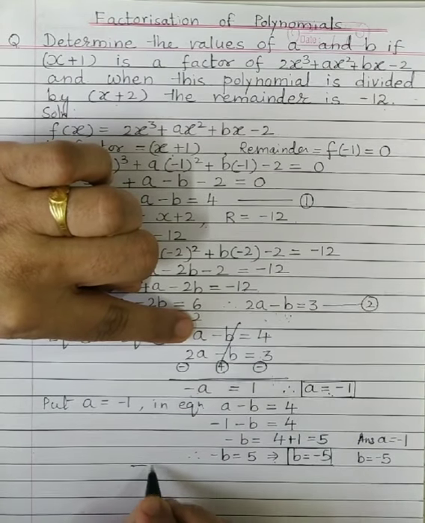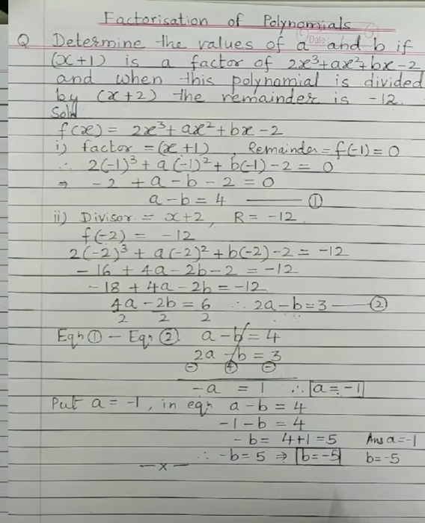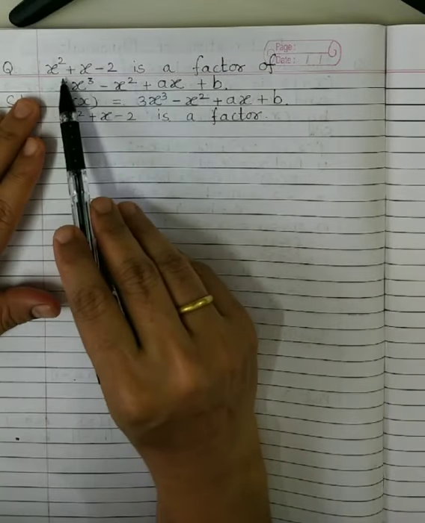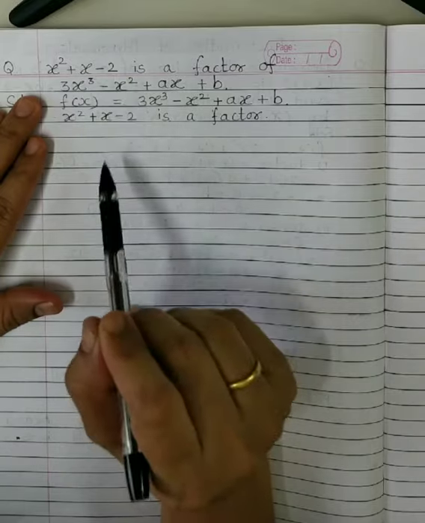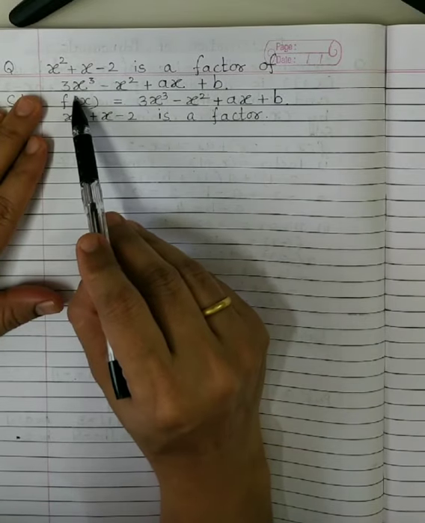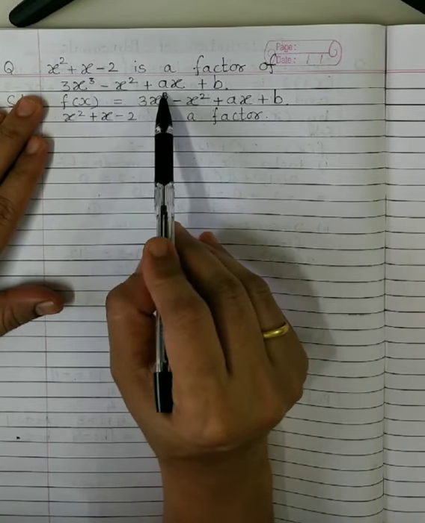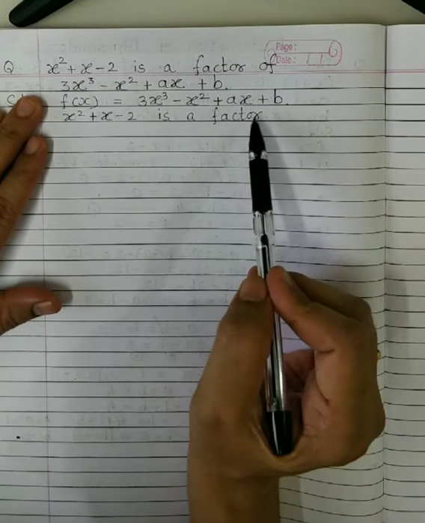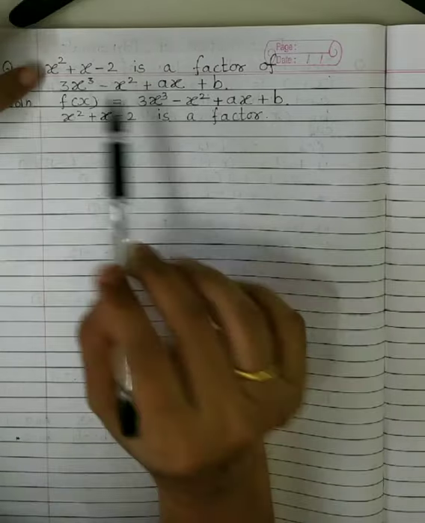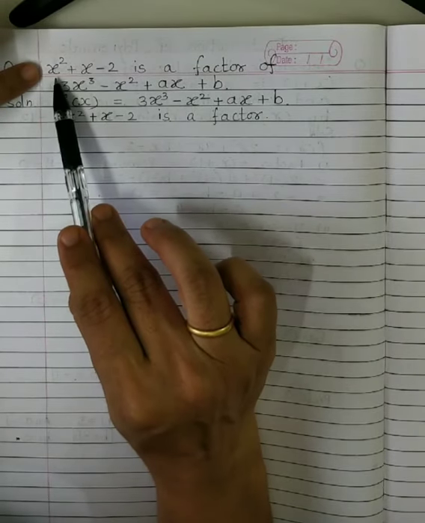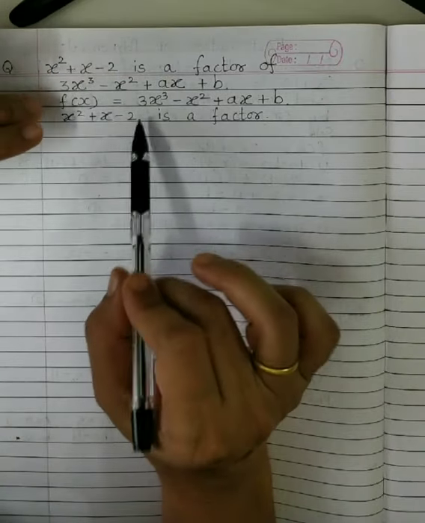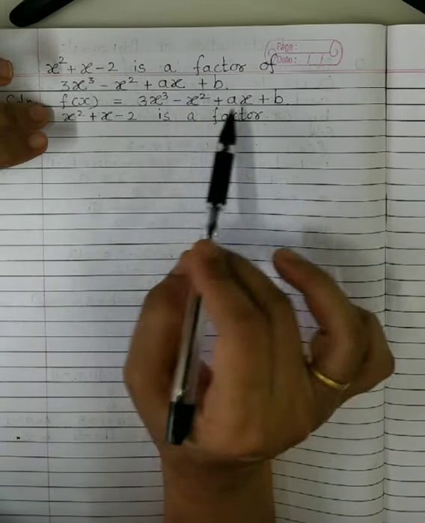Okay. Let us see one more example. X square plus x minus 2 is a factor of 3x cube minus x square plus ax plus b. So the question is a little twisted, but I hope you won't get confused. X square plus x minus 2. See, f of x is given. We have written that. Now x square plus x minus 2 is a factor.